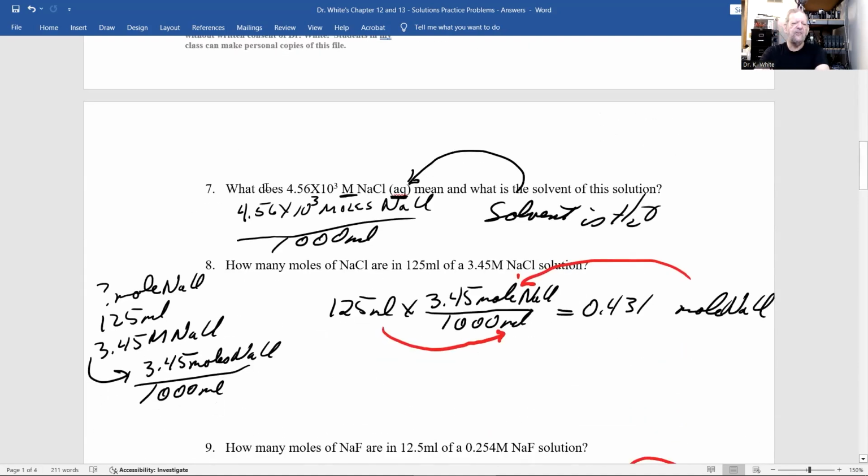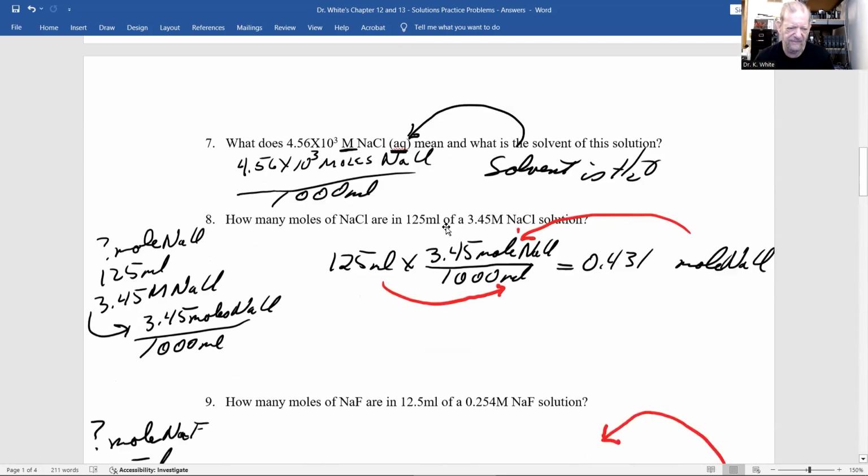Now, let's look at number 7. What does 4.56 times 10 to the third capital M NaCl bracket AQ close bracket mean? And what is the solvent of the solution? Well, first of all, see the capital M, molarity. So it's 4.56 times 10 to the third moles of NaCl per 1,000 milliliters. What's the solvent? Bracket, AQ, close bracket, tells you the solvent is water.